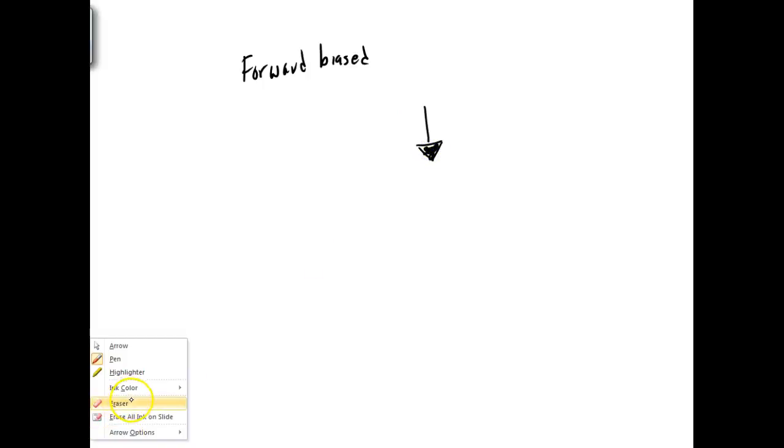Let me turn on the projector, yeah. So, first of all, as soon as it comes up, we have to forward bias it. And let me move this down a bit so I can show you the little circuit I have hooked up there. Very, very simple.